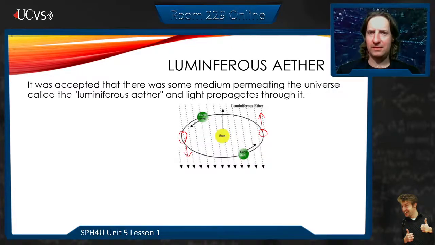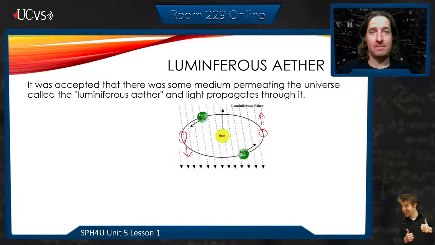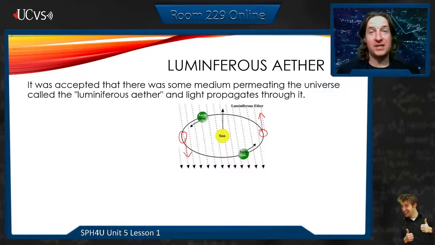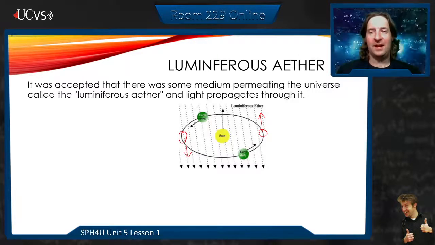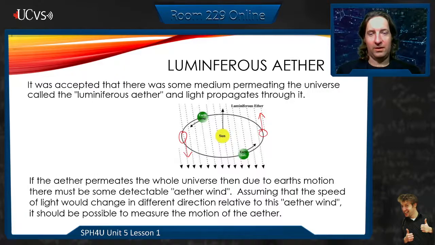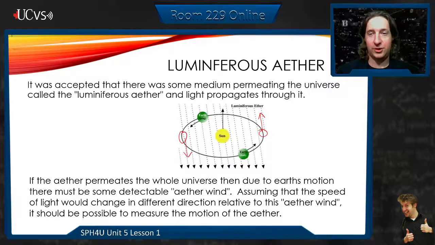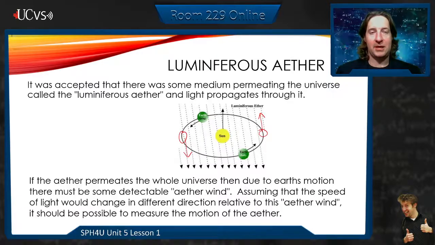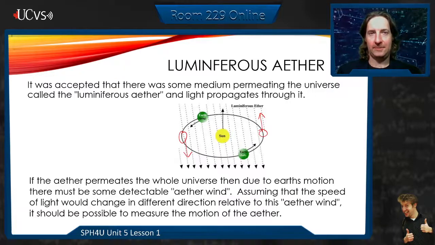And the speed of light they'd figured out by Maxwell's equations. Speed of light is very, very fast: 3 times 10 to the 8 meters a second. So we have to do some very precise calculations or experiments of wavelengths to start trying to figure this out. So for us to find this ether wind, as they call it, if the ether permeates the whole universe, then due to Earth's motion, there must be some detectable ether wind. Assuming that the speed of light would change in different directions relative to the wind, it should be possible to measure the motion of the ether. So we're trying to look for this ether by looking at the changes in the speed of light.